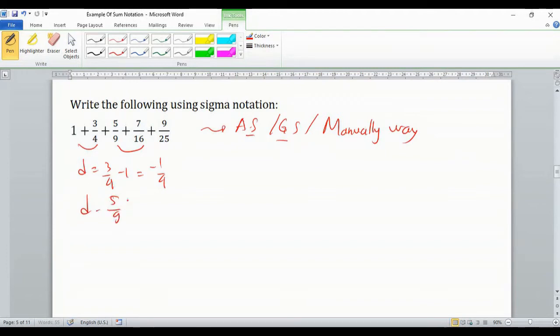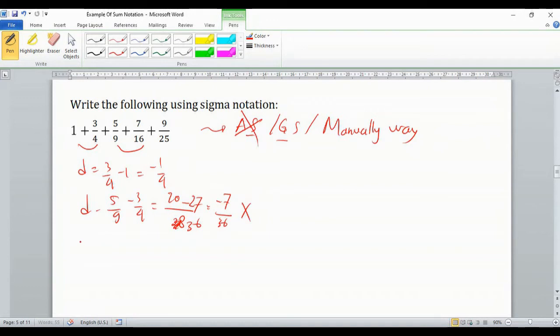5 over 9 minus 3 over 4, is it equal to 28 over 36? Oh no, sorry, this is 36, so 20 minus 27 over 36. This is minus 7 over 36. Okay, so this is not arithmetic.